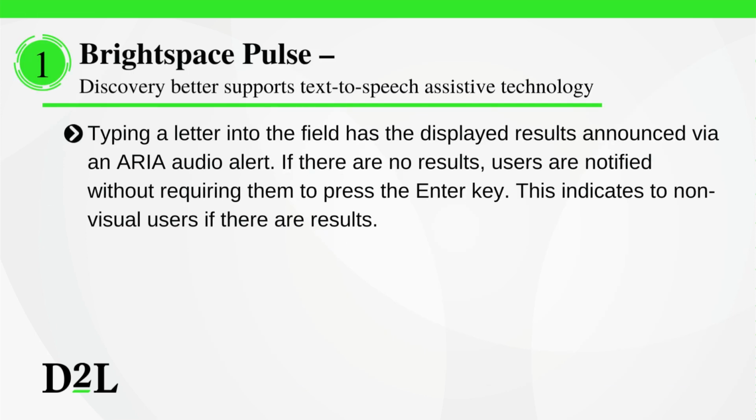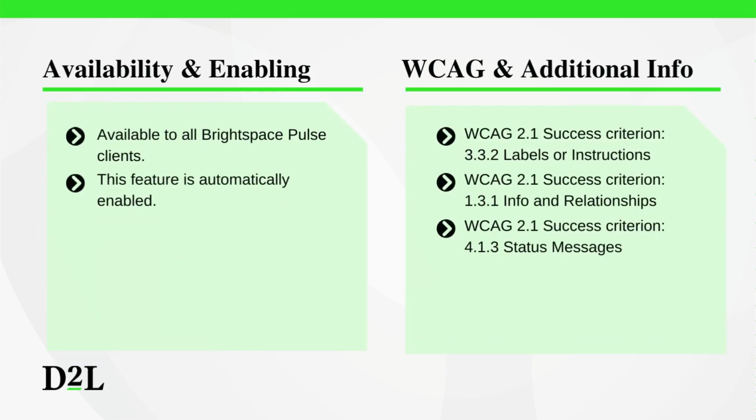Typing a letter into the field has the displayed results announced via an ARIA audio alert. If there are no results, users are notified without requiring them to press the Enter key. This indicates to non-visual learners if there are results. The Brightspace Pulse feature is available to all Brightspace Pulse clients and is automatically enabled. This feature has the following accessibility impacts: WCAG 2.1 success criteria 3.3.2 labels or instructions, 1.3.1 info and relationships, and 4.1.3 status messages.